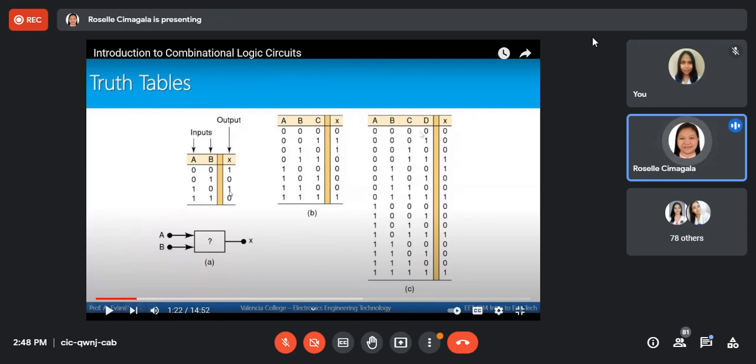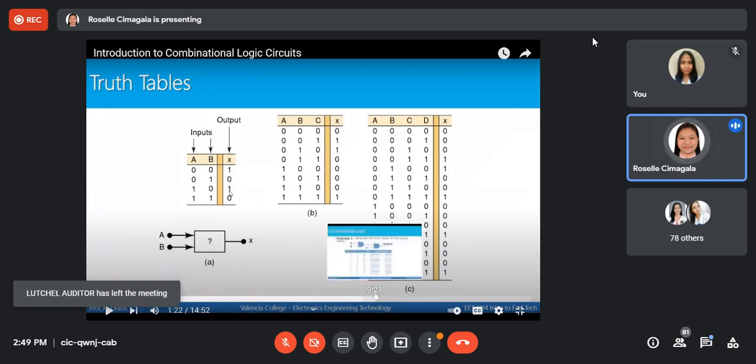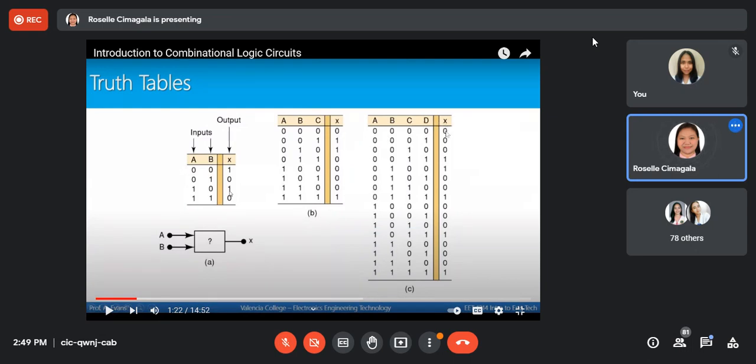Kaya kung 4 input, ang fourth column, 8 ka 0 na 8 ka 1. Same pattern dire. 0, 1, 0, 1, usa-usa. Dire, tagduha ka 0, tagduha ka 1. Tag upat ka 0, upat ka 1, and so on, no? So kung 5 ka variable, 32 rows, so 16 ka 0 una, and then 16 ka 1. So ang output magdepende kung unsay ato ipagawas nga output.